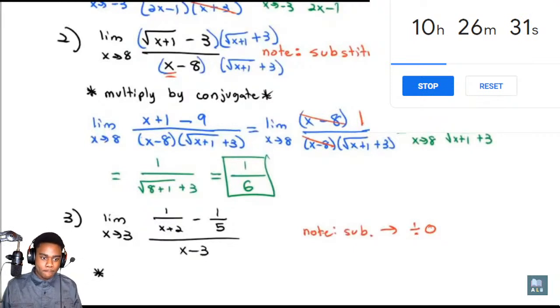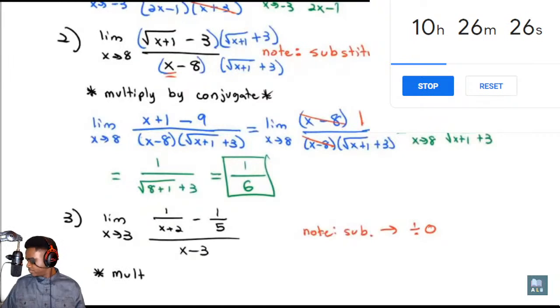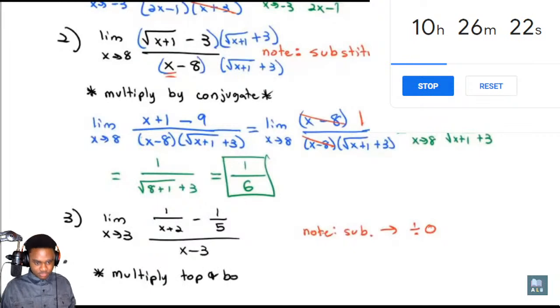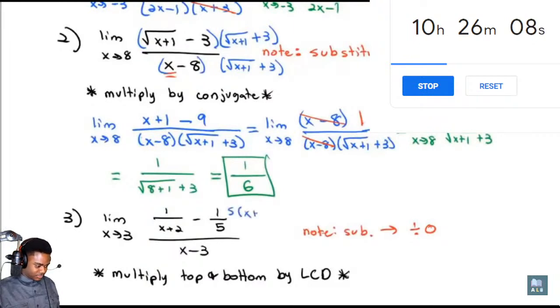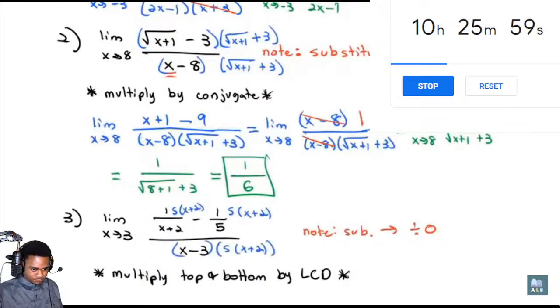However, we've dealt with complex fractions, fractions within fractions, before. We multiply top and bottom by the least common denominator, which in this case is 5 times x plus 2. So we'll multiply the numerator by 5 times x plus 2 and just distribute it through. And the denominator also by 5 times x plus 2.